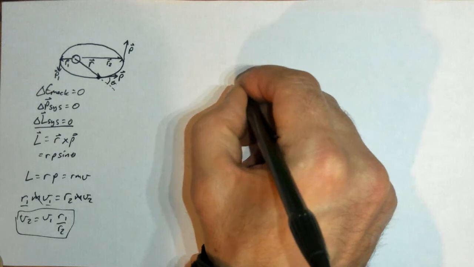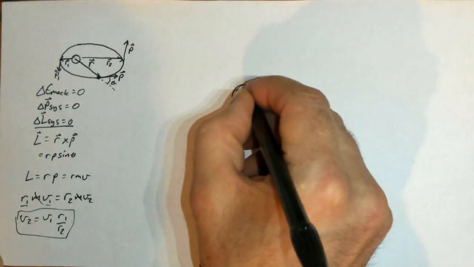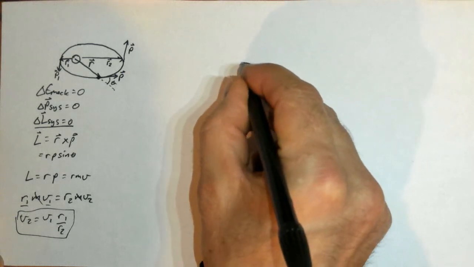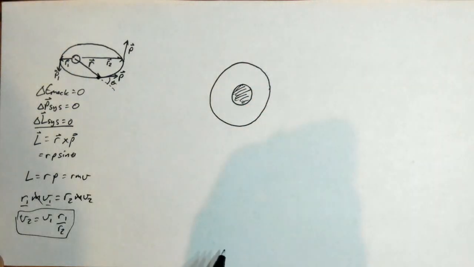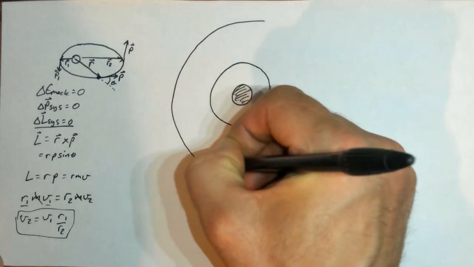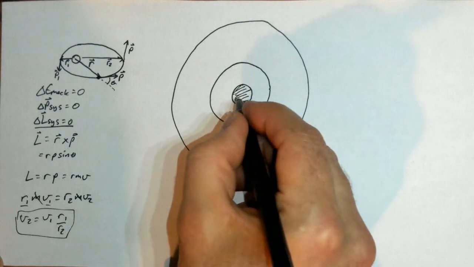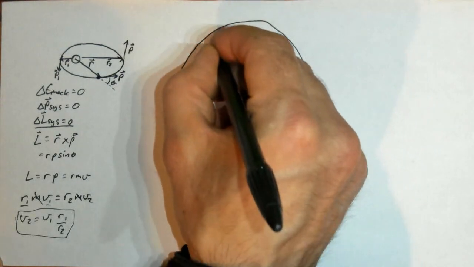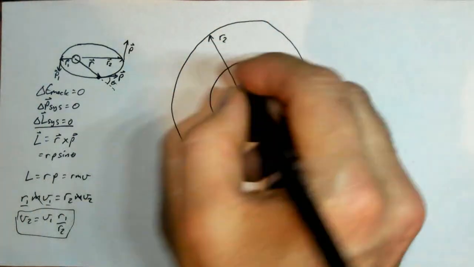So let's say here's our object. And this is a planet, and our spaceship or satellite is in a circular orbit with a low altitude, and it wants to end up in a circular orbit with a big altitude. Okay, so this would be R1, and this would be R2.